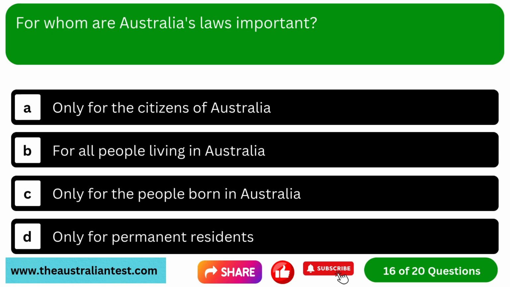Question 16. For whom are Australia's laws important? Option A, only for the citizens of Australia. Option B, for all people living in Australia. Option C, only for the people born in Australia. Option D, only for permanent residents.